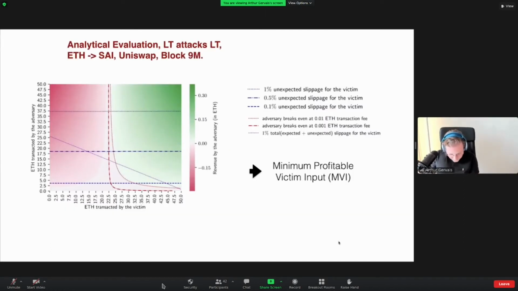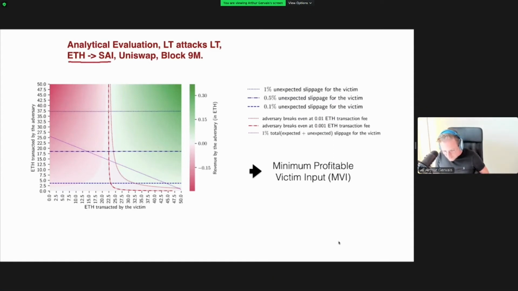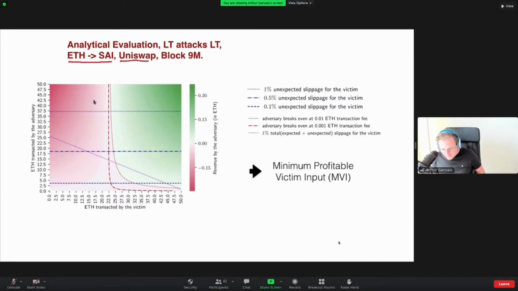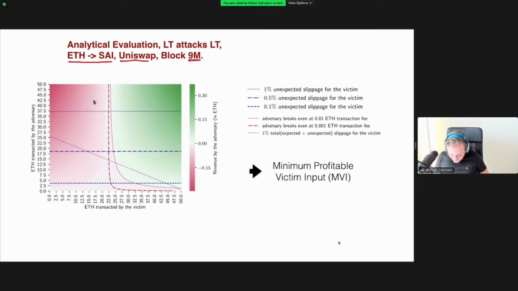So if we look at a particular market, this chart is looking at the exchange market of the ETH-SAI assets. It's the market on Uniswap, given at a certain block height, so it's a past block on the Ethereum blockchain. On the x-axis, we can see the ETH transacted by the victim, so that's the victim amount. And on the y-axis, we have the ETH transacted by the adversary.